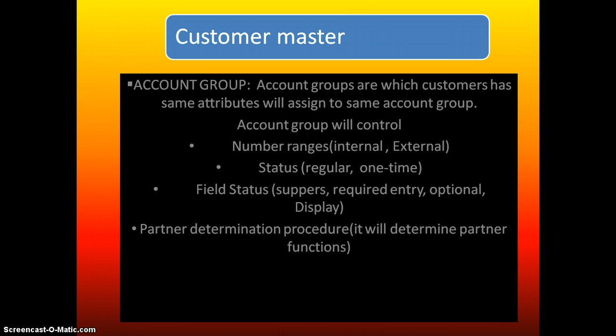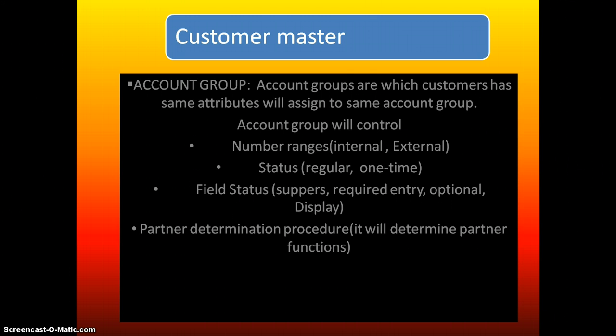If the system has to assign, that's the internal number range. If the business users have to give the numbers manually, then it's the external number range. Status: most of the time we are doing business with a regular customer, or with a one-time customer who only rarely comes. Then we will create the customer master using a different account group.